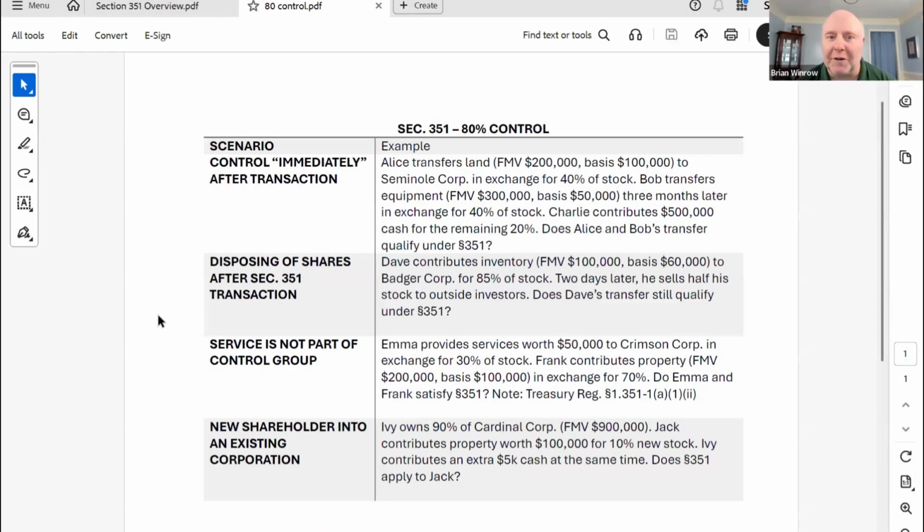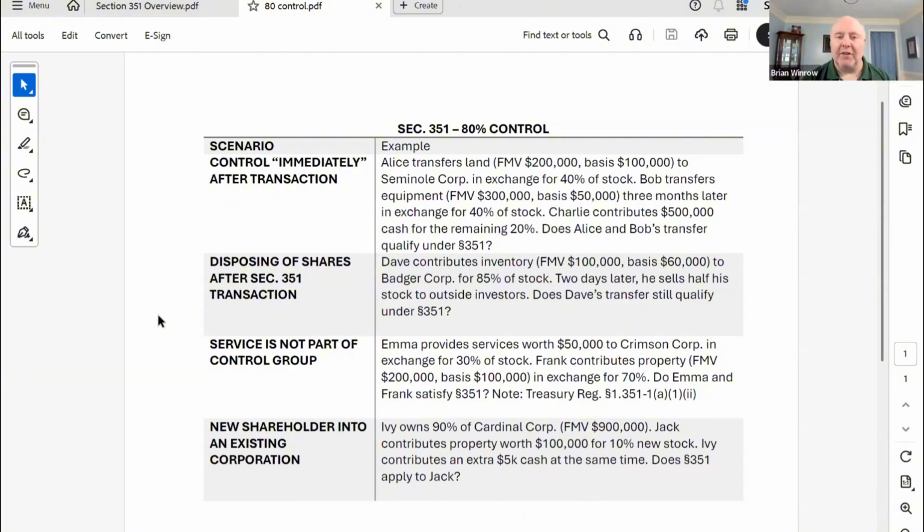Here are the four scenarios that we've been talking about that relate to the 80% control. So in the introduction, I talked about the requirements for Section 351. I said there are two requirements, and if these two requirements are met, we don't recognize gain or loss. The first one is that it has to be an exchange of property. And we defined what property was, and a couple of instances that wouldn't constitute property, with services being one of the primary ones. And then we said 80% control immediately after the transaction. So what we're looking at here is the 80% control requirement. So these all relate to the 80% control requirement. So we're already assuming that property was contributed in exchange for stock.